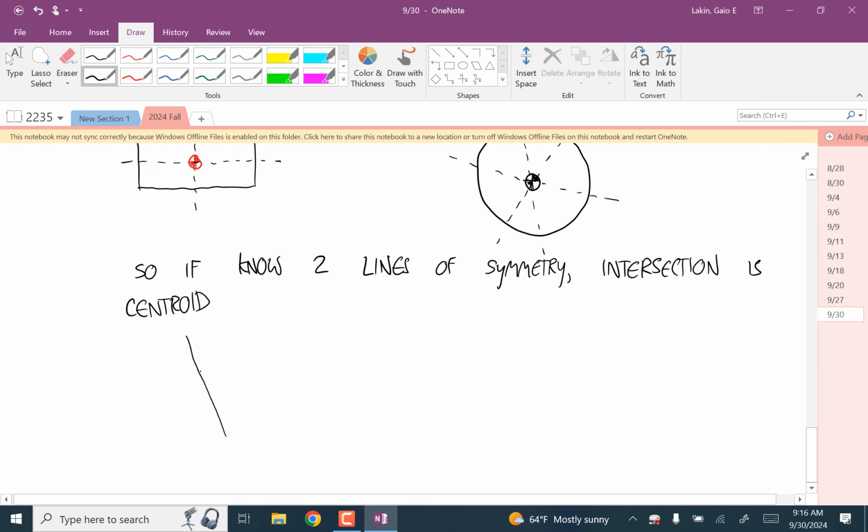But let's say you had an isosceles triangle. You know that the centroid has to be somewhere along here, but you still have to calculate the height along that.